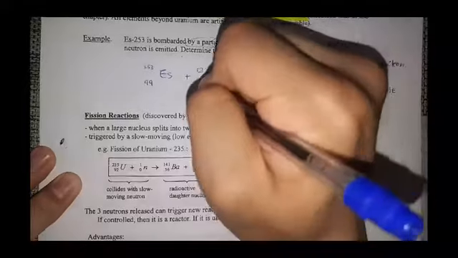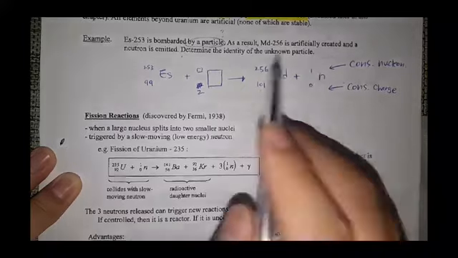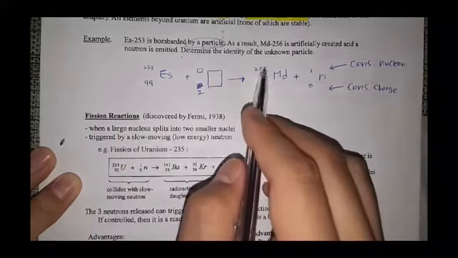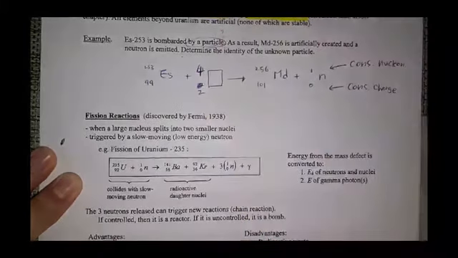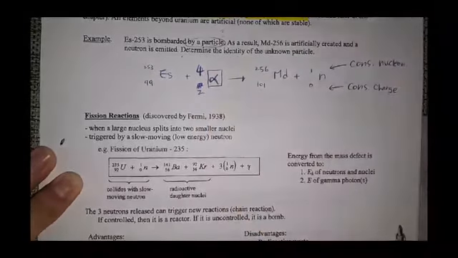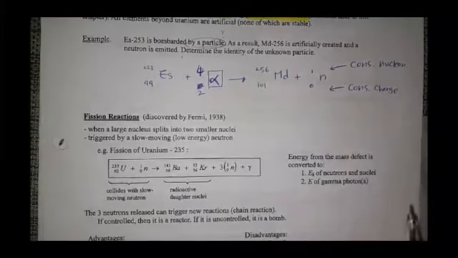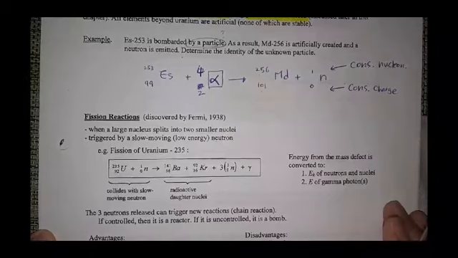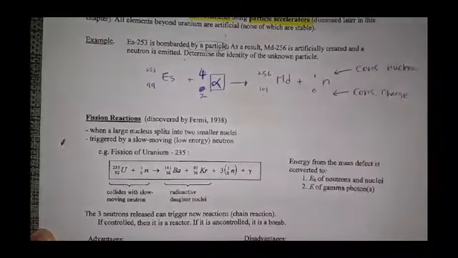So the bottom number is 2. For the top number, 256 plus 1 is 257, and 253 on the left means I need 4 as the mass number, so the particle should be an alpha particle. So Einsteinium-253 with 99 protons plus an alpha particle, 4 and 2, turns into Md-256 and a neutron. And that is basically one example of artificial transmutation. By undergoing this, we have a neutron and another element that we created.